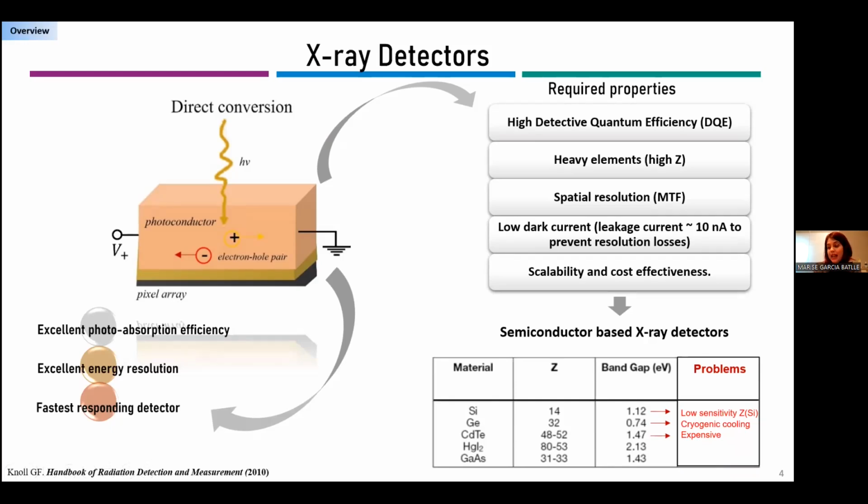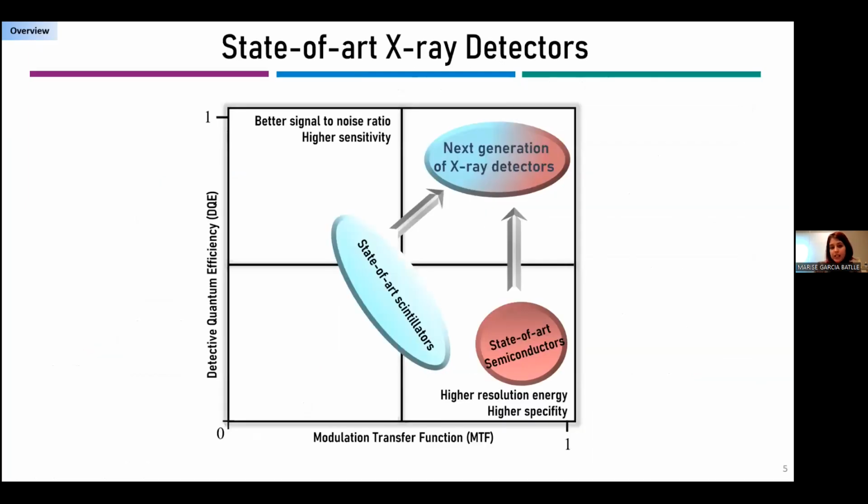which generates thermal noise, and sometimes we need to use nitrogen and a cryogenic cooling system in order to use those germanium-based X-ray detectors. We also have cadmium telluride, which is good and has an adequate band gap, but of course it is expensive to prepare these kinds of devices. So this is some of the idea of what we are dealing with nowadays. This is a summary of what I'm trying to explain.